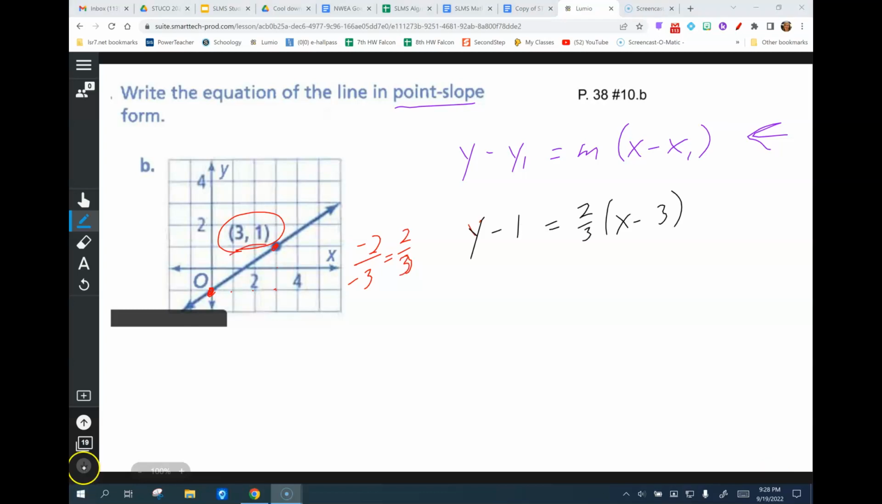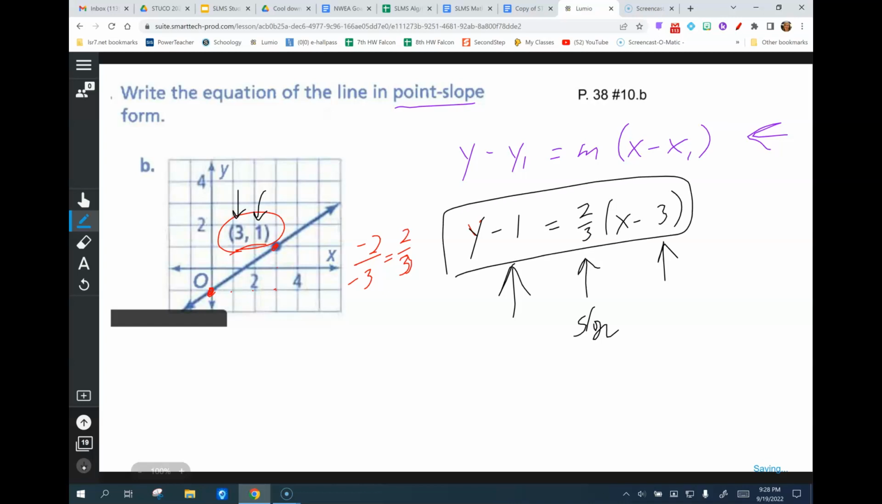Plug it in, go. So in place of y, I plugged in the 1 because that's my y value. In place of x, I plugged in the 3 because that's my x value. And then this, of course, is my slope. This one's already cleaned up. That's my answer. Yay! Okay, great.